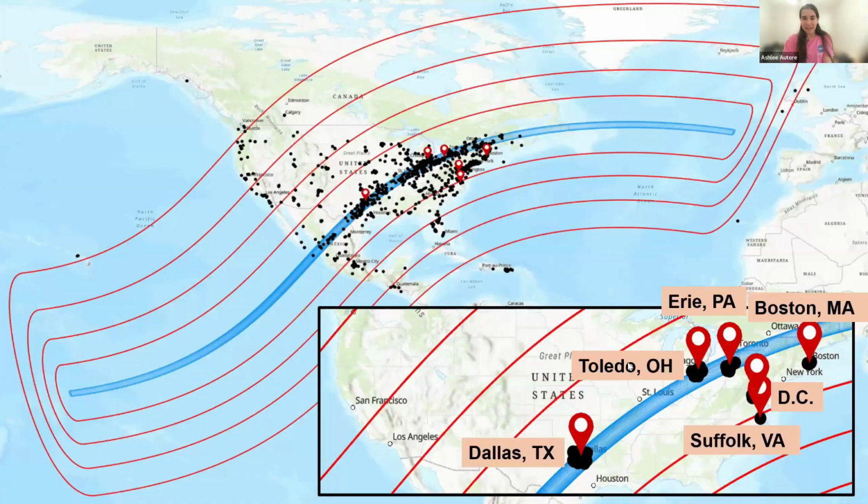This is a map that I created. We have the blue section in the middle, which was the path of totality of the eclipse. The red lines represent 20% increments of totality, so the red lines closest to blue represent 80% totality, 60, 40, etc. All of the black points were points submitted through Globe Observer. The red dots represent 6 cities that I chose to focus on a little bit more.